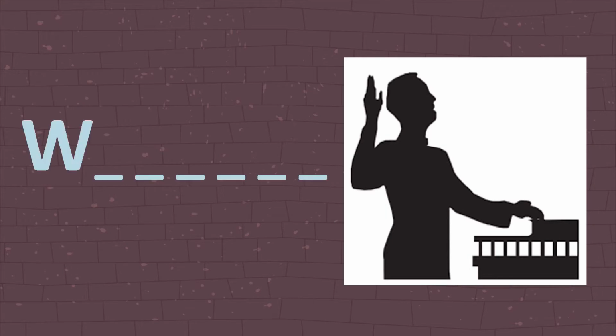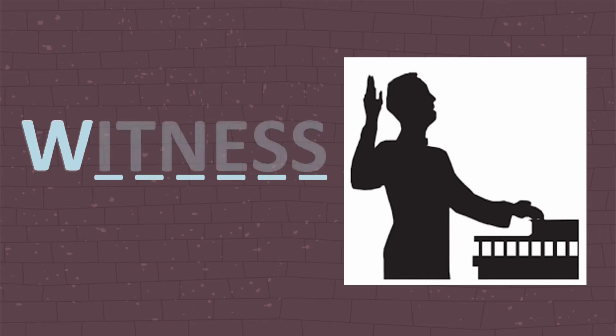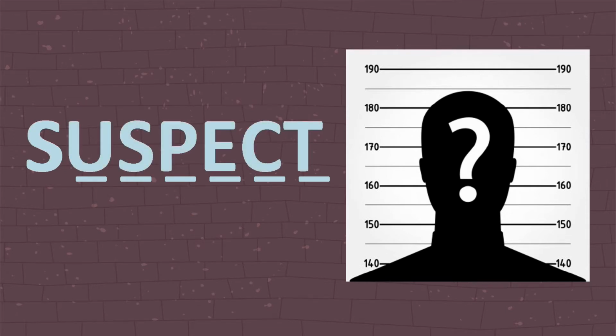Next, it is a person who sees an event, one that gives evidence or who testifies. It is witness. Last, it is a person who is thought to be guilty of a crime or offense. The answer is suspect. Now, let us go back to our lesson proper.